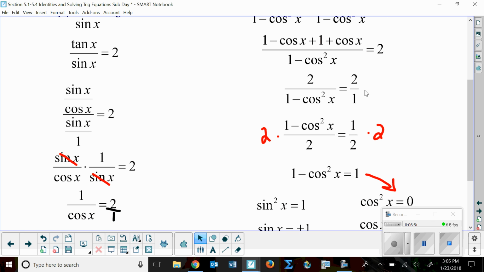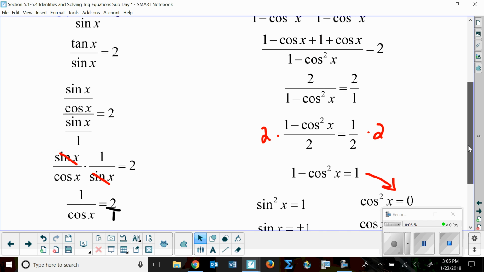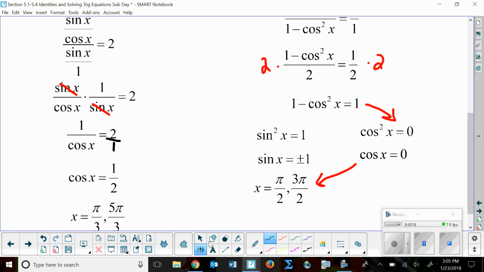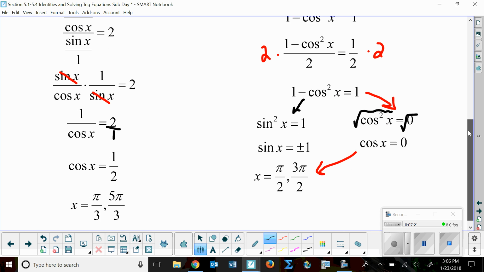At this point, I recognize a proportion again, so I flip both sides. I multiply both sides by 2, so I have 1 minus cosine squared x equals 1. And there's two ways to solve this problem. The first way that I went is I changed 1 minus cosine squared x to be sine squared x equals 1, square root both sides, and I'm getting that x is pi over 2 and 3 pi over 2. Other students might recognize that you can subtract 1 from both sides to get cosine squared x equals 0. And then when you square root both sides, you just get cosine x equals 0, and that happens at pi over 2 and 3 pi over 2.